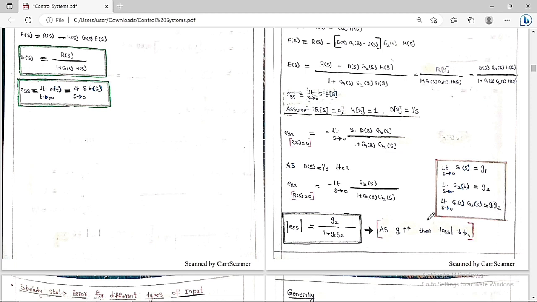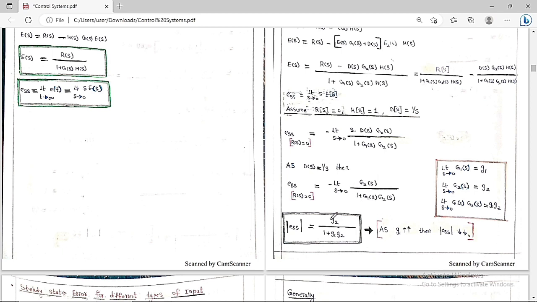So you can see clearly. Limit s tends to 0 of G1 of s gives some value G1. Limit s tends to 0 of G2 of s gives some value G2. Then limit s tends to 0 of G1 of s, G2 of s is just a multiplication of these two values, G1, G2. Substituting these values, here we get G2, and here we get 1 plus G1, G2.